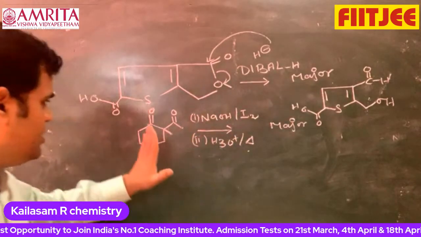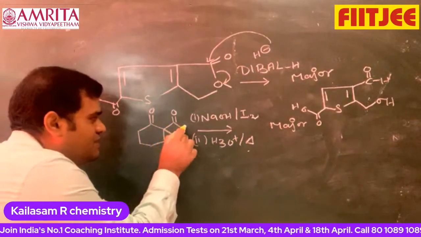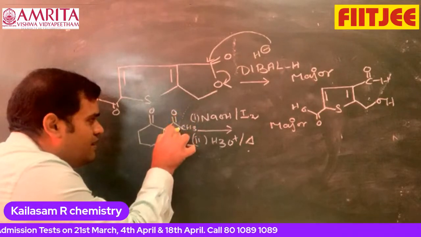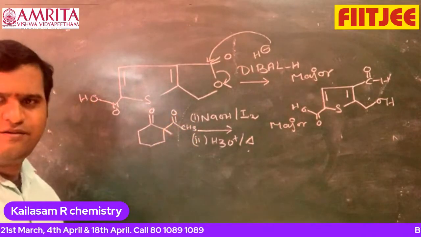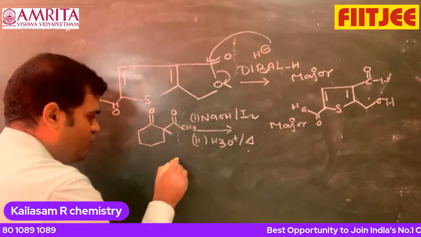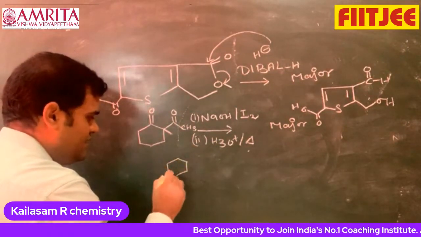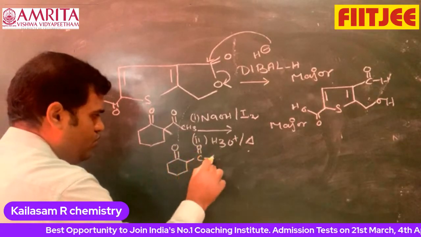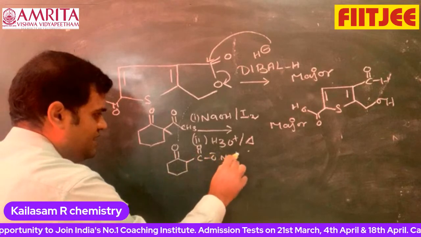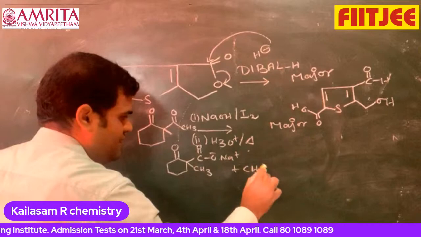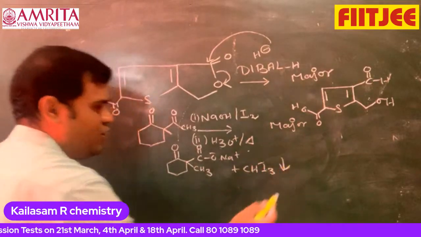In the iodoform reaction, what I am going to do, obviously this is CH3. So what is going to happen? Bond is going to break. When the bond is going to break and I have given H3O plus, that means I am going to get C double bond O, O minus and Na plus. Here is CH3. Now plus is CHI3. That's iodoform, I got it.